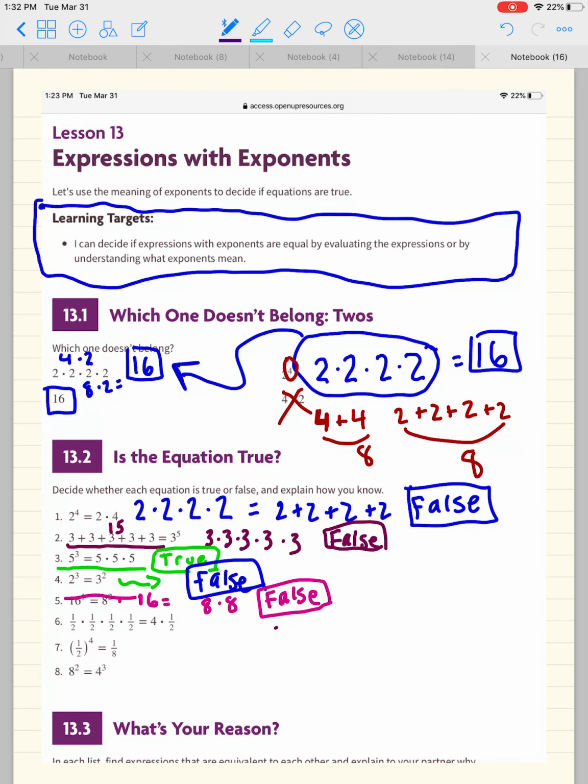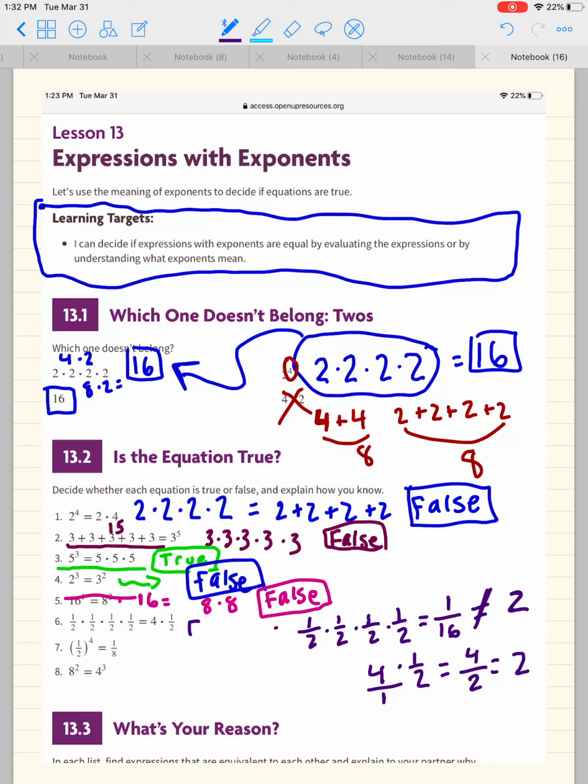Okay, number 6. 1/2 times 1/2 times 1/2 times 1/2 equals 4 times 1/2. Well, let's go ahead and do that one. When you're multiplying fractions, you multiply across. So 1 times 1 times 1 times 1 is 1. 2 times 2 is 4, times 2 is 8, times 2 is 16. So you have 1/16. Now 4 times 1/2, you have to make that 4 over 1. 4 times 1 is 4, 2 times 1 is 2, 4 divided by 2 is 2. So 1/16 does not equal 2. That is false.